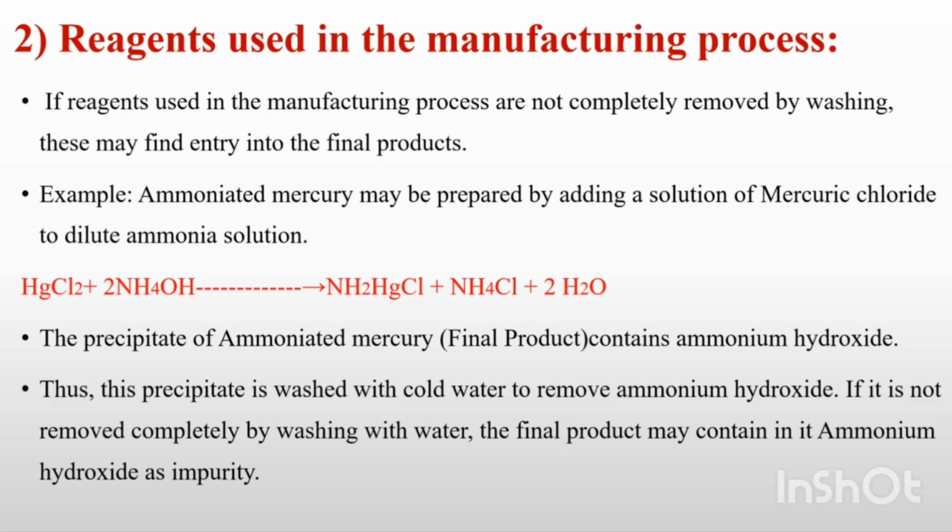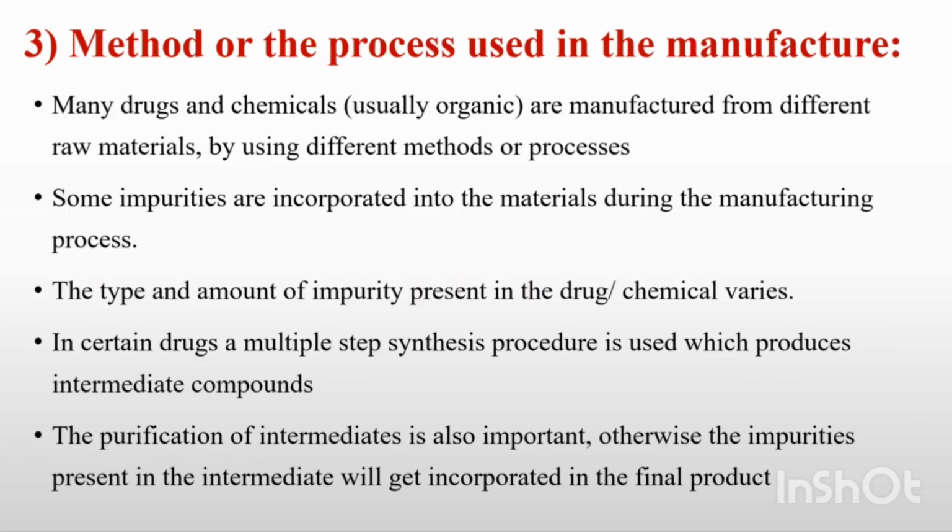If it is not removed completely by washing with water, the final product may contain ammonium hydroxide as an impurity. In many manufacturing processes we use steps like washing with water and washing with alcohol. If the washing is not done properly, then these contents are present in your final result. So in this example, the reagents are not removed by washing and enter the final product. This is the example for this source.